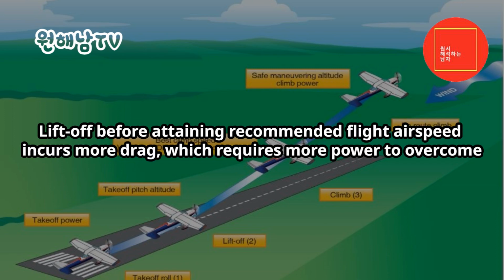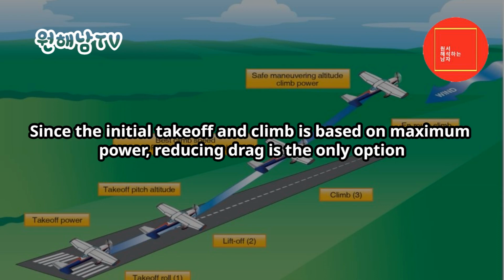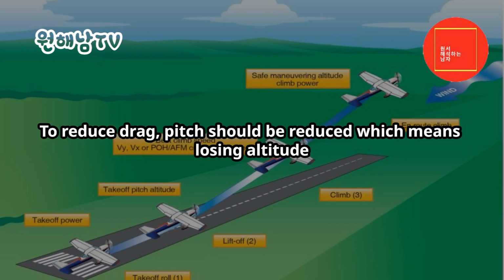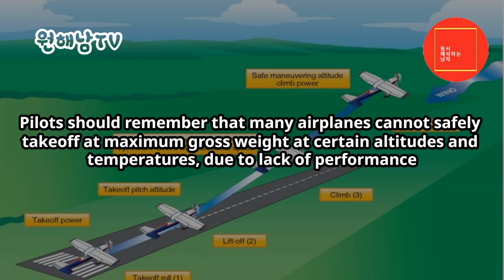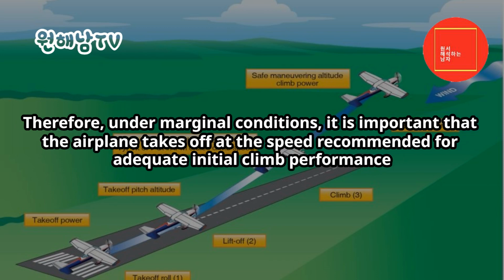Liftoff before attaining recommended flight airspeed incurs more drag, which requires more power to overcome. Since the initial takeoff and climb is based on maximum power, reducing drag is the only option. To reduce drag, pitch should be reduced, which means losing altitude. Pilots should remember that many airplanes cannot safely take off at maximum gross weight at certain altitudes and temperatures, due to lack of performance. Therefore, under marginal conditions, it is important that the airplane takes off at the speed recommended for adequate initial climb performance.